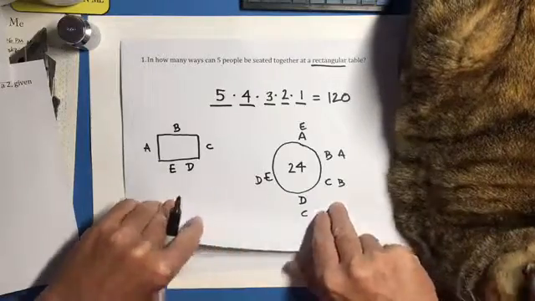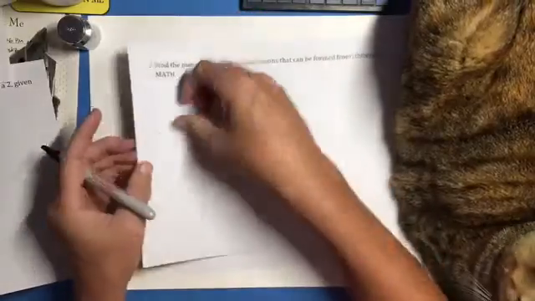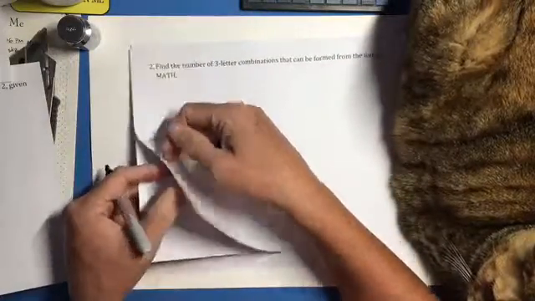All right. Number 2. Find the number of 3-letter combinations in the word math.